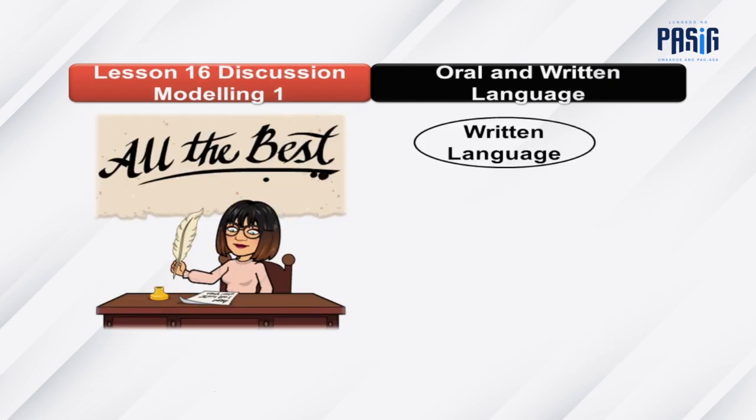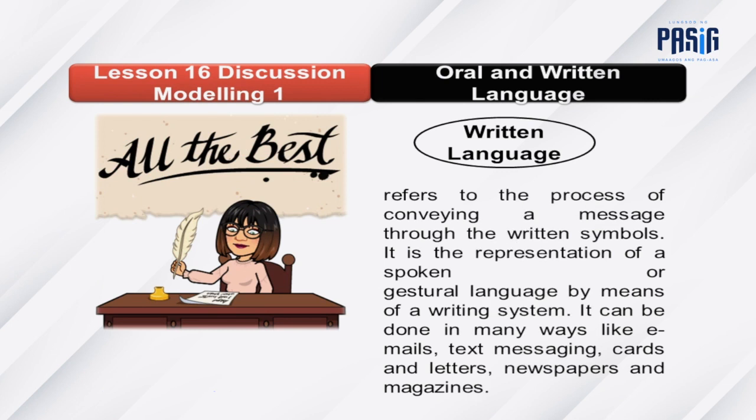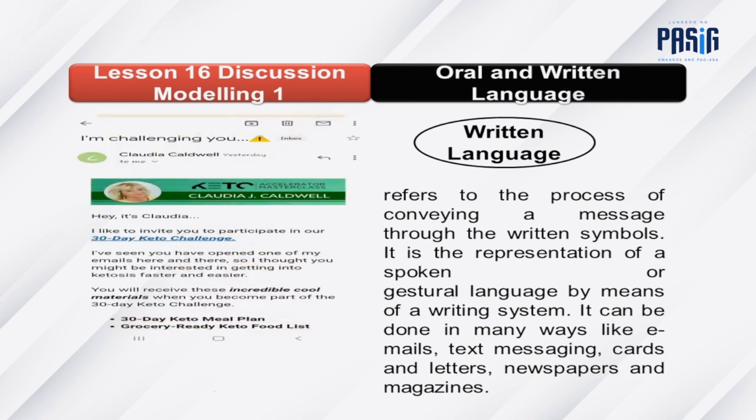What is written language? Written language refers to the process of conveying a message through written symbols. It is the representation of a spoken or gestural language by means of a writing system. It can be done in many ways like emails, text messaging, cards and letters, newspapers, and magazines. Let's have an example here. This text is an email message, an example of written language.